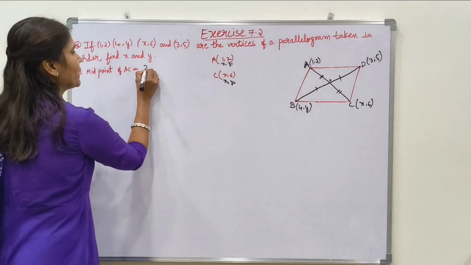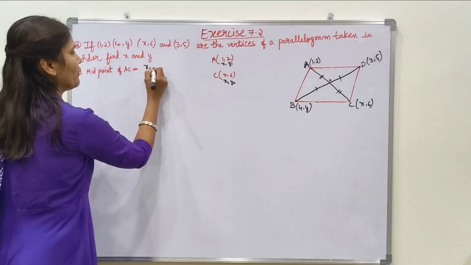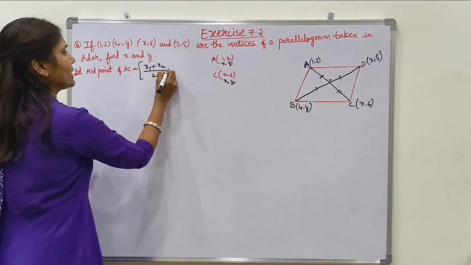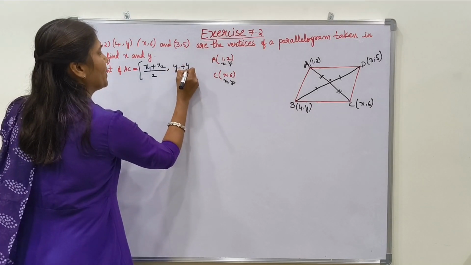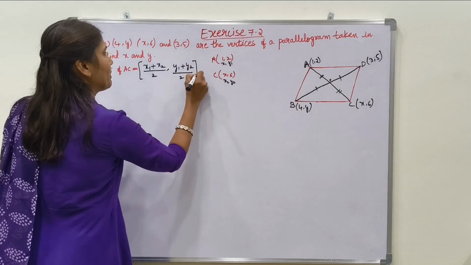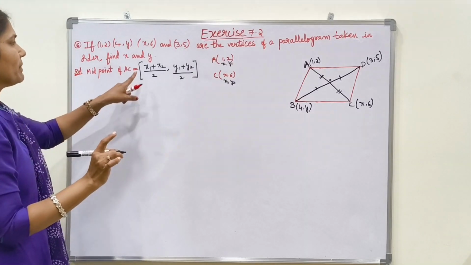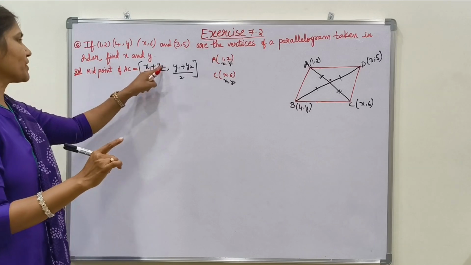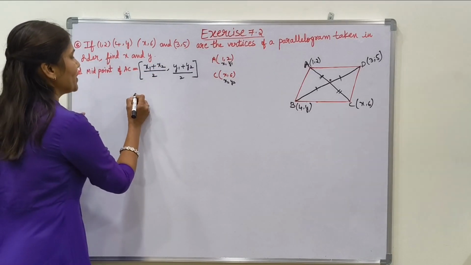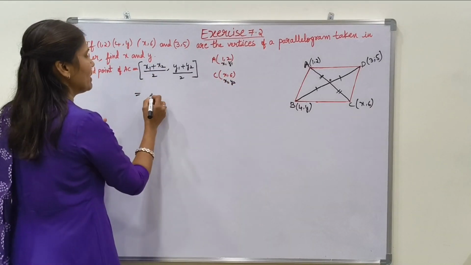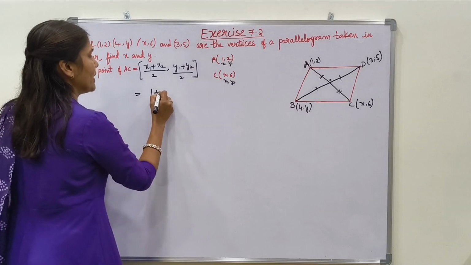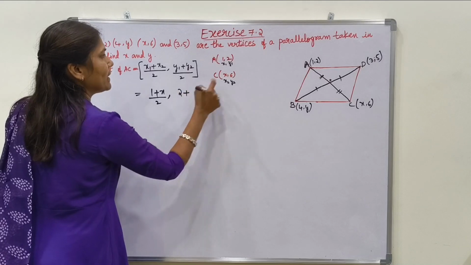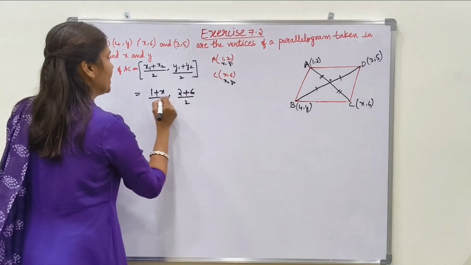Midpoint of AC we are finding. What is the midpoint formula? Not a big formula, a small formula: (x1 plus x2) divided by 2, (y1 plus y2) divided by 2. This is the midpoint formula. Now you apply the values. x1 means 1 plus x2 means x, divided by 2. Next 2 plus 6 divided by 2.